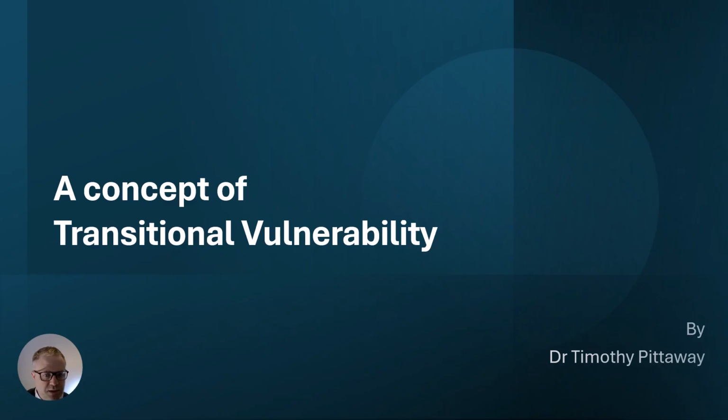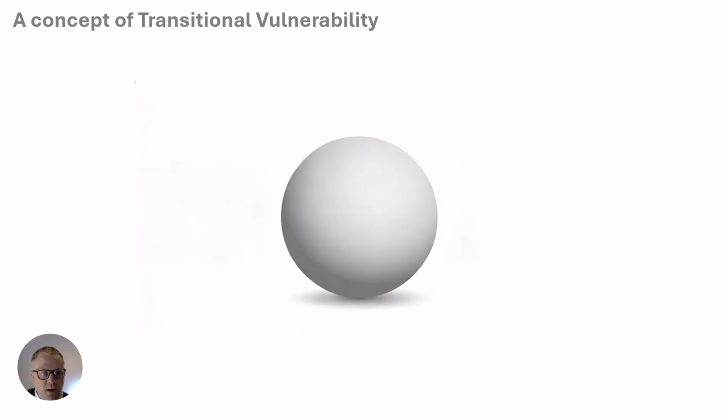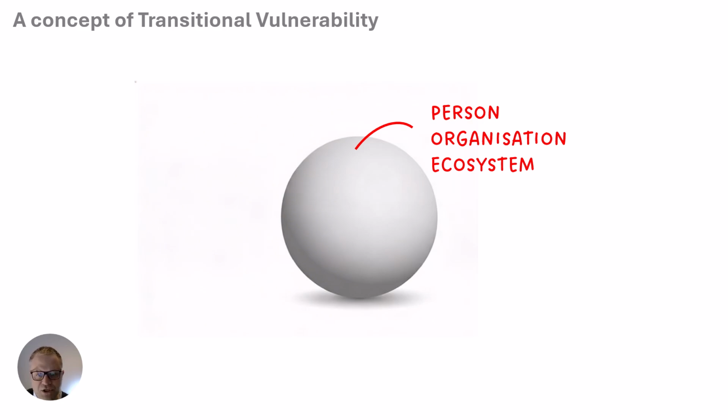So let's get going. What we'll be going through here is the vulnerabilities in change, tensions and vulnerabilities, protective buffers, and critical thresholds. These are the terms that I'm going to be talking about through this video. If we look at the sphere, it represents, let's say, a person, or it can represent an organization or an ecosystem, even a nature-based solution. Let's just say the sphere is representative of any of these units.